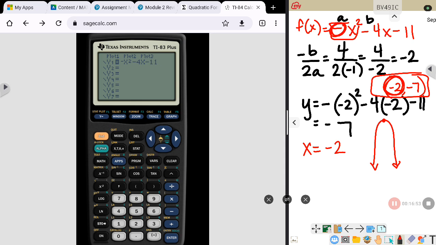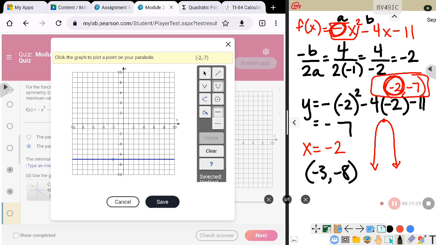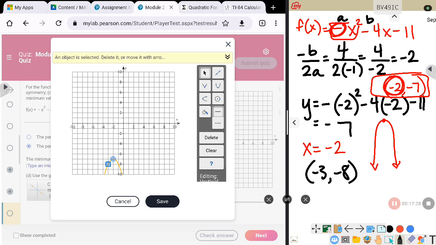So there's my graph. Its vertex is at -2, -7, and you'll notice that it is flipped upside down, and I need another point. So I'm just going to go to the table and get another point. Let's see, there's that -2, -7. So -3, -8 would be another point that I could use. So left 3, down 8, and plot another point.